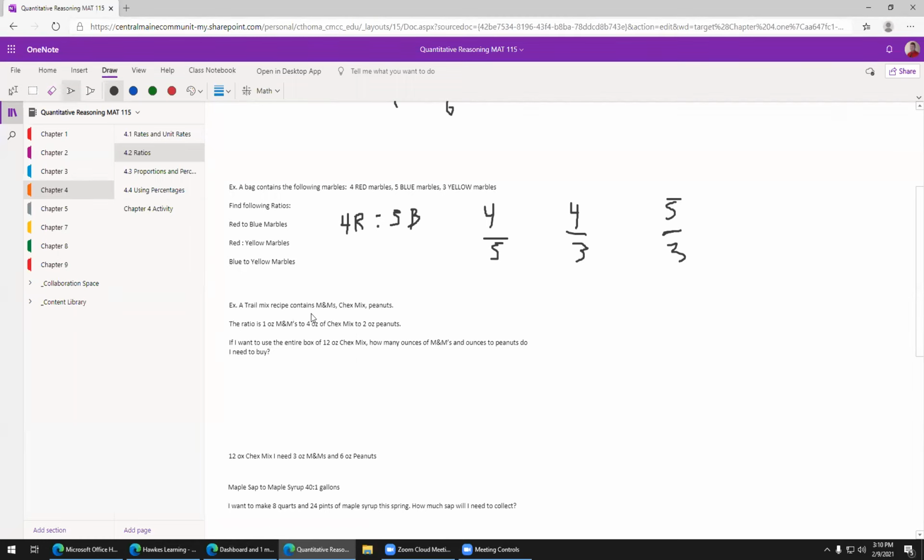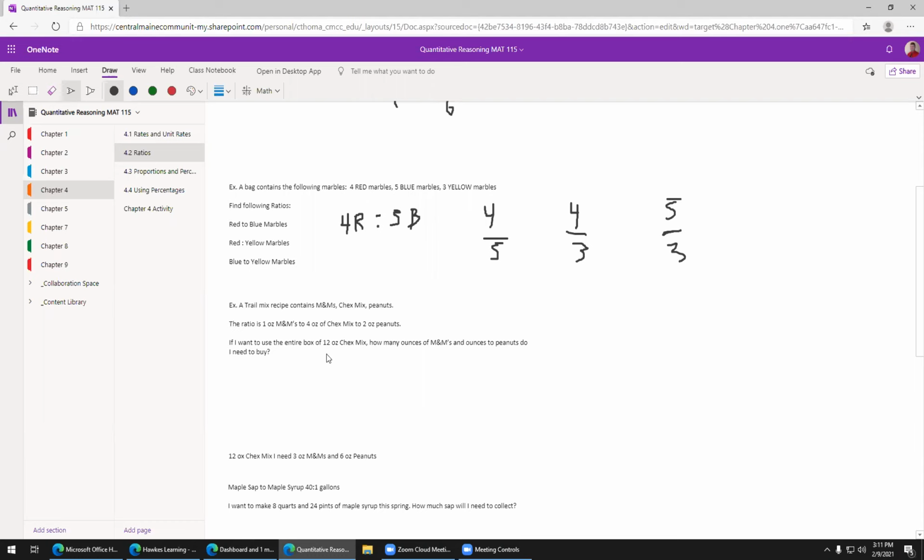So a trail mix recipe contains M&Ms, Chex Mix, and peanuts. The ratio is 1 ounce of M&Ms to 4 ounces of Chex Mix to 2 ounces of peanuts. So I go to the store and decide I'm going to buy a 12-ounce box of Chex Mix, and I don't want to have any leftovers. How many ounces of M&Ms and how many ounces of peanuts do I need if I want to keep the ratio the same as the recipe says? All my culinary students in the class should be really good at these type of problems.